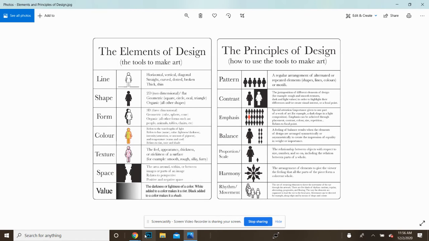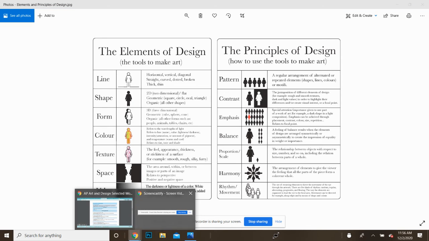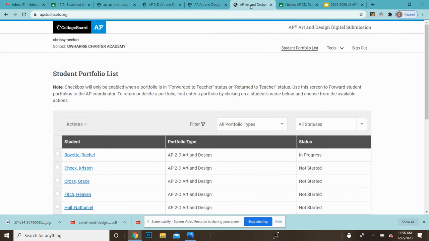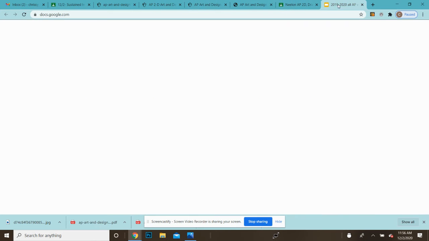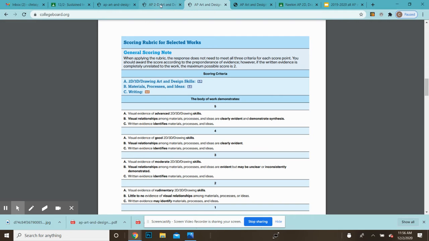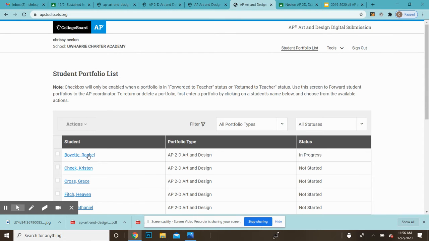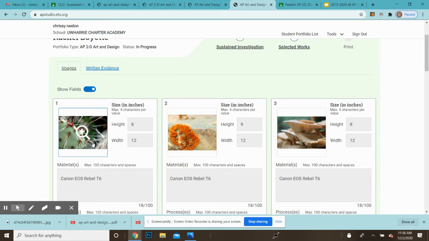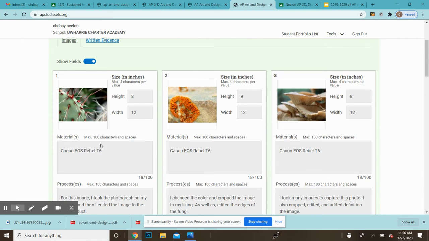I wanted to look at Rachel, who is one of the people that has put all of her pieces into the AP portfolio. She started with photography, just regular photography. She's going to need to change materials. That is the camera that she used, but her material would probably be a digital photograph, is what I would put in that section.